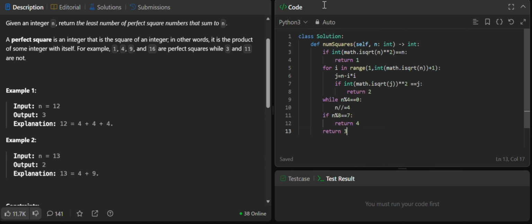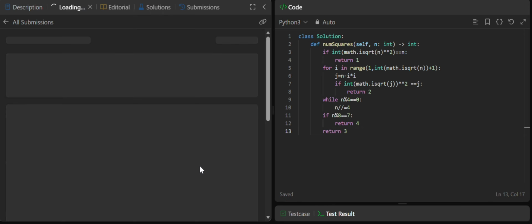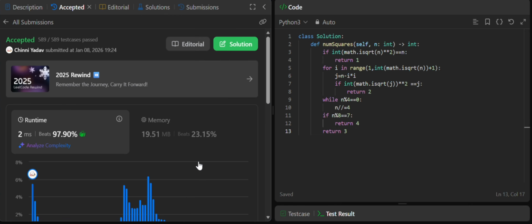Now we are going to run the normal test cases and then submit the code to check the hidden test cases. We submit the code and all the test cases pass. Thank you.